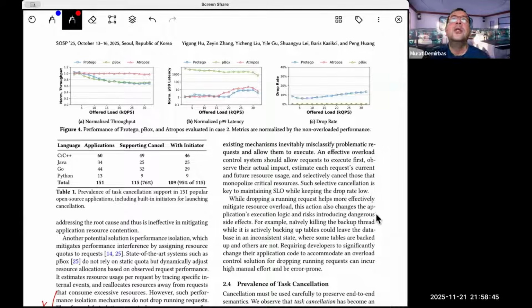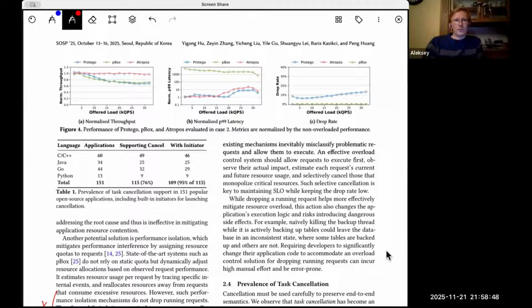What are we reading? Yeah. While dropping a running request helps more effectively mitigate resource overload, this action also changes the application's execution logic and risks introducing dangerous side effects. For example, naively killing the backup thread while it's actively backing up tables could leave the database in an inconsistent state, where some tables are backed up and others are not, requiring developers to significantly change their application code to accommodate an overload control solution. Dropping running requests can incur high manual effort and be error prone.